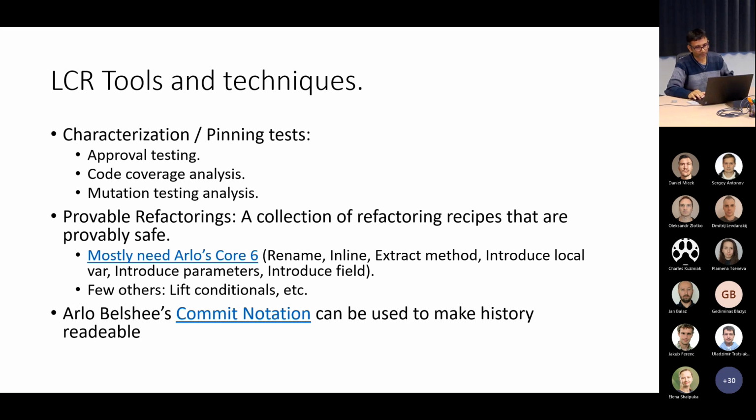Finally, a provable set of refactorings, right? You can check this out. There's a link to this. I'll send out this doc, right? Basically, rename method, function, parameters, whatever. Inline method, again, method variables. Extract method, introduce local variables, introduce parameters, introduce fields. That's it, right? These are the 6 core provable refactorings. And Arlo has given a nice set of step-by-step recipes, right? And a few others, right? Some of these techniques we'll cover in the next talk when Theodore is giving a live demo.